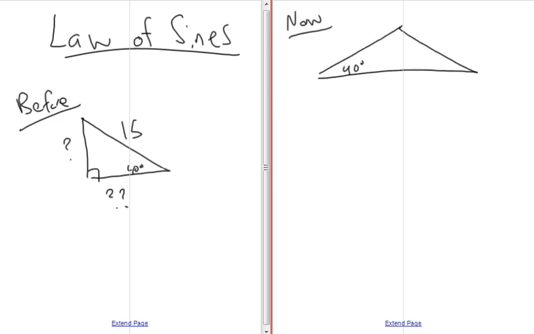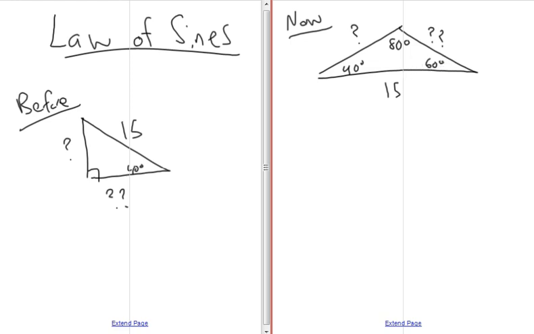The type of problems that we're going to be dealing with now are triangles that are not right triangles. So maybe a triangle that has angles of 40 degrees, 80, and 60 degrees, or some other variation. And I'll tell you one of the sides, but we don't know those other two sides.